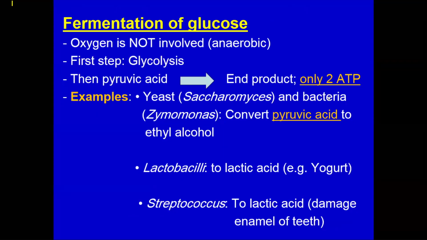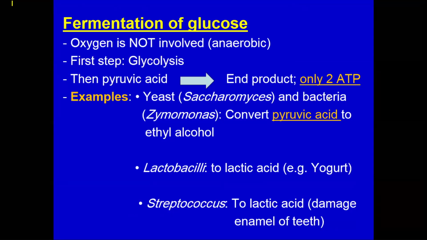Fermentation. Now we go to the anaerobic metabolism of glucose. Oxygen is not involved here. Anaerobic. First step is glycolysis. حكينا أنه الجلايكوليسيس مشتركة بين الأيروبيك والأنيروبيك. You get from glycolysis pyruvic acid. Pyruvic acid, the end product will be only 2 ATP. حكينا بالفرمنتيشن فقط تنتج 2 ATP.